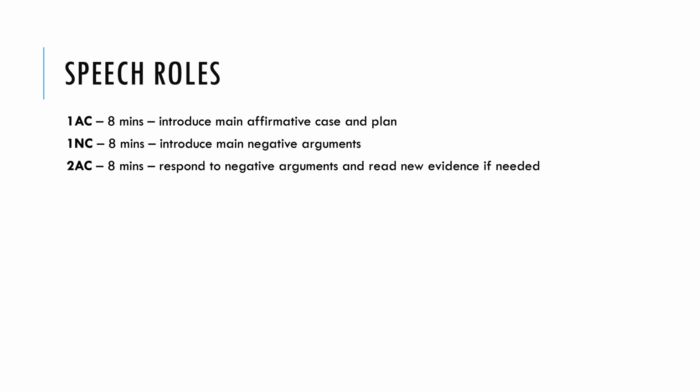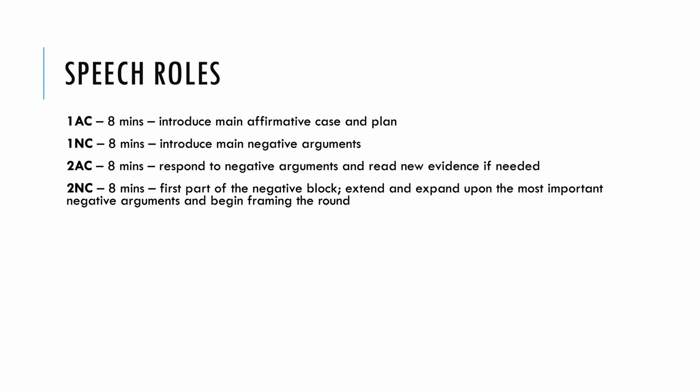The 2AC stands up, next affirmative constructive, and responds to the negative arguments and reads new evidence if needed. Oftentimes there is some evidence that needs to be read in the second affirmative constructive, particularly around the disadvantage. Second negative constructive then stands up, and this is the first part of the negative block.